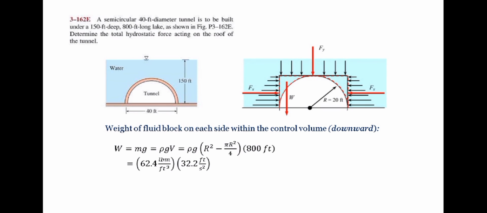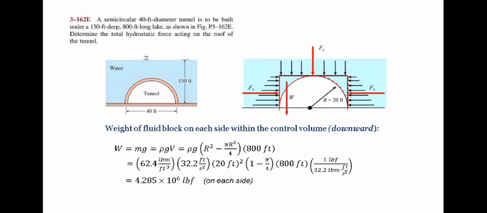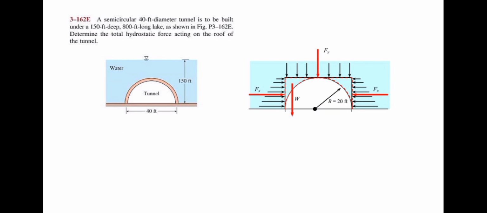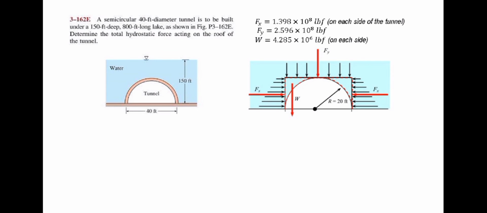The density times the gravitational acceleration times the volume of this part of the liquid block times this conversion. Calculate the values and it would result in 4.285 times 10 raised to the power of 6 pound force on each side of the tunnel. Now let's put together all the results of our previous computations. Through this, we can now solve the net hydrostatic force acting on the roof of the tunnel.